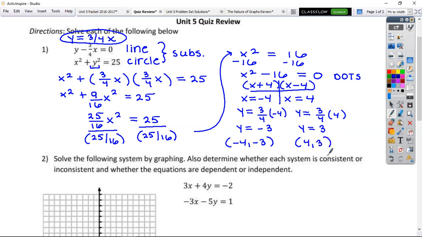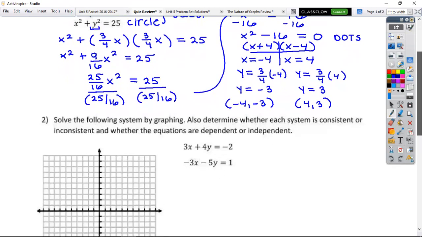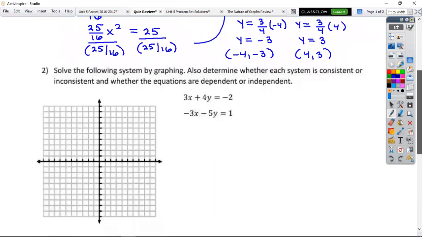All right, -4, -3, and 4, +3. Okay, how do we feel on that type of question? A lot of algebra with those, so those are also challenging in my opinion. So number 2, we also did a solve by graphing.